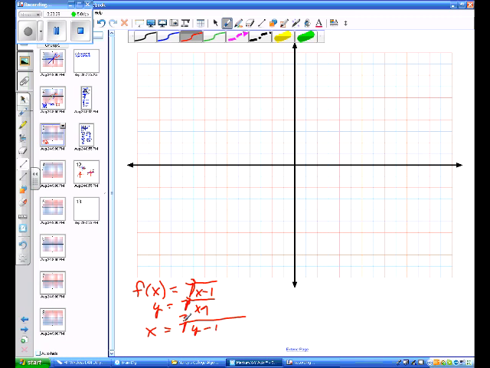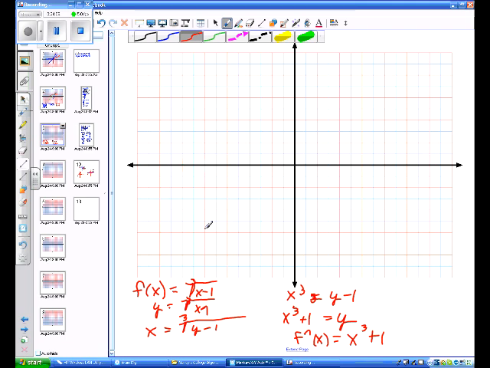Well, what we do to solve is we raise it to the reciprocal power, or we raise it to the same power as the root we're taking. So we're going to cube both sides. So we end up with x cubed is equal to y minus 1. So adding, x cubed plus 1 equals y. Or that would be our inverse function. Our f inverse of x would be equal to x cubed plus 1. So we can even do it with higher powers.